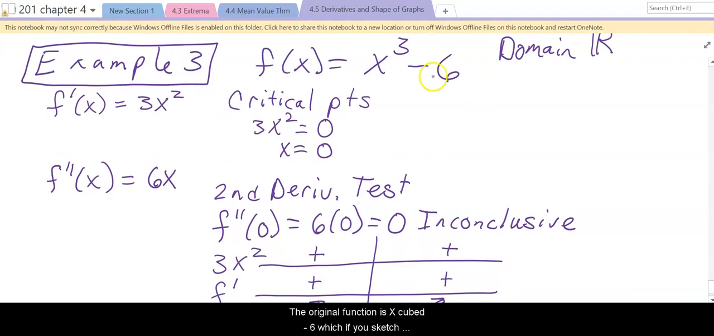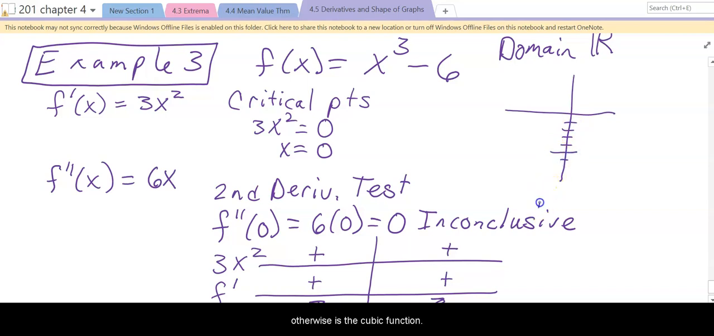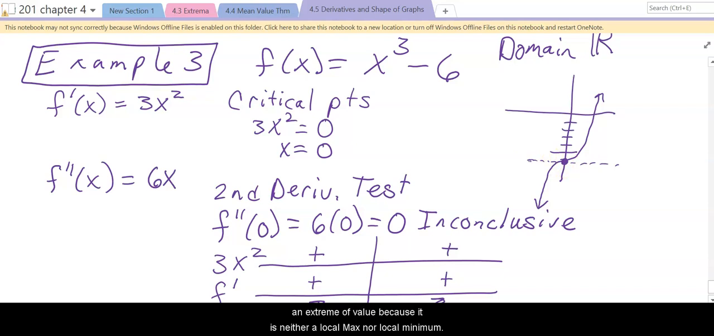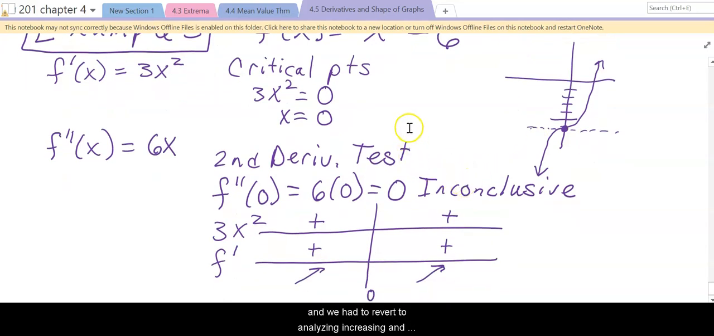The original function is x cubed minus 6, which if you sketch the graph is going to be crossing the y-axis at -6, but otherwise is the cubic function. We do have a spot right here when x is 0 where the tangent line becomes horizontal. That means the first derivative is 0, but it is not an extremum value because it is neither a local max nor a local minimum. In this case, the second derivative test failed to work, and we had to revert to analyzing increasing and decreasing to find the relative extrema.